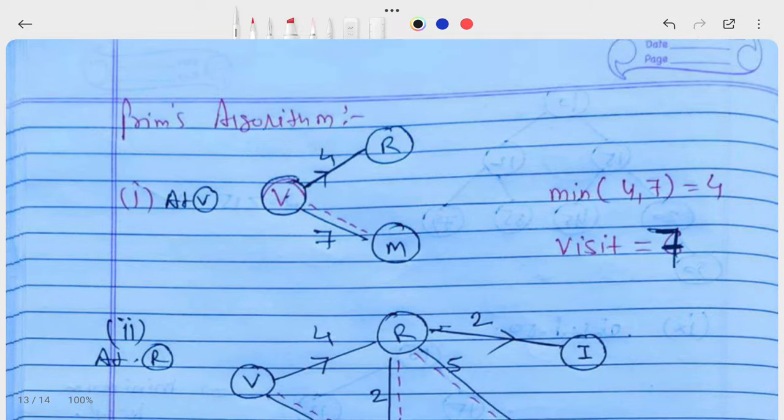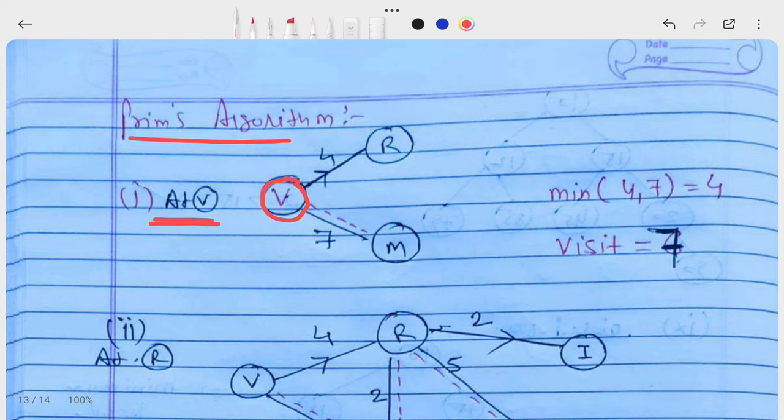Now next, Prim algorithm. How is the Prim algorithm working? Now see here, the Prim algorithm. So this is the first node. First node is V. I have to go from Vardhaman to Sikandrabad. So at V, at first at V, I will choose the smallest again. There are two routes.